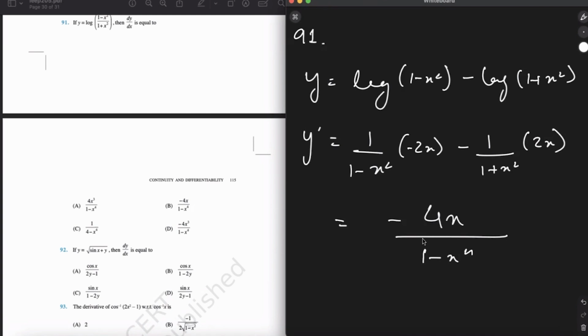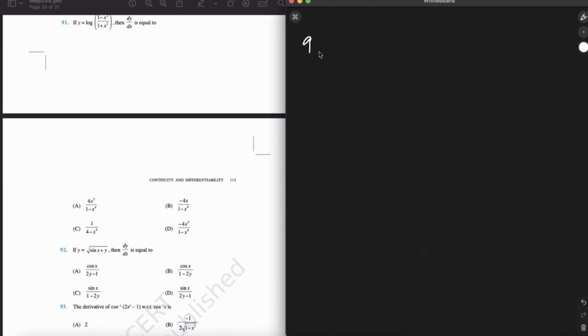So the correct option will be option B. Alright, moving forward to question number 92. Suppose that y is equal to under root of sin x plus y. Then what will be the value of dy by dx?